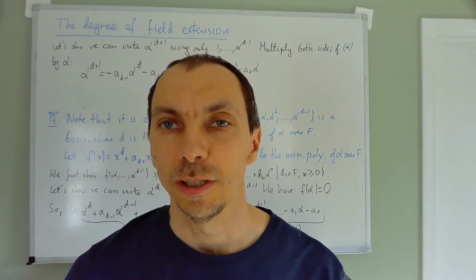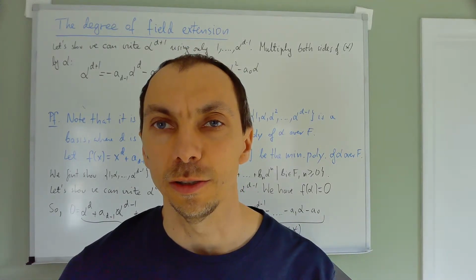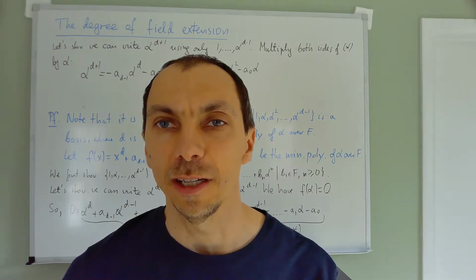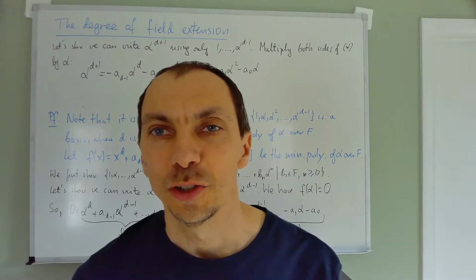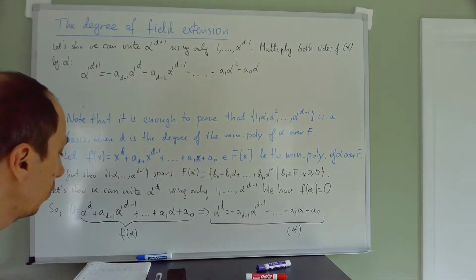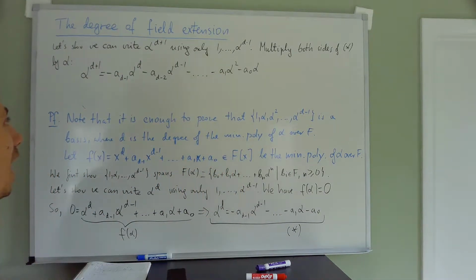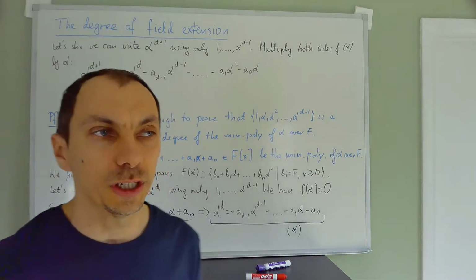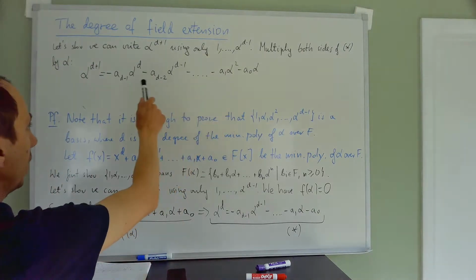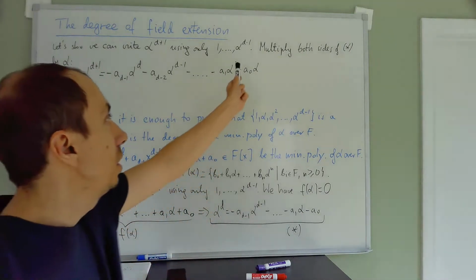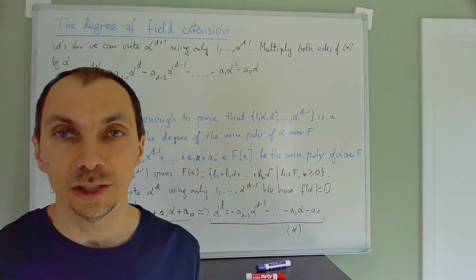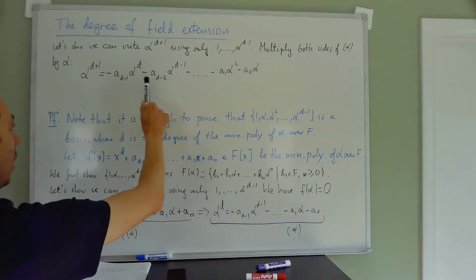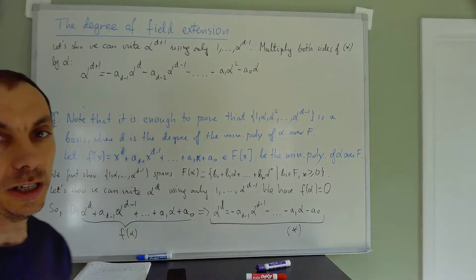As you probably noticed, the battery died on me in a very suspenseful way, with me just asking, have I achieved what I wanted? So, have I achieved what I wanted? What was it that I wanted? I wanted to express alpha to the d plus 1 just by using powers of alpha less than or equal to d minus 1. So, have I achieved what I wanted? No, I haven't, because I still have a power of alpha to the d here.